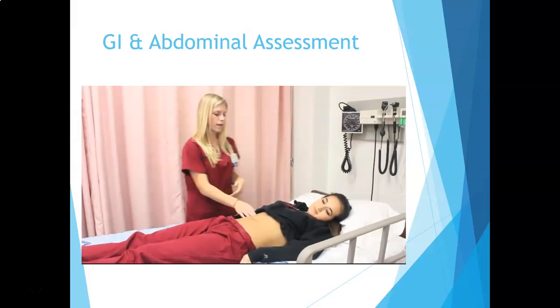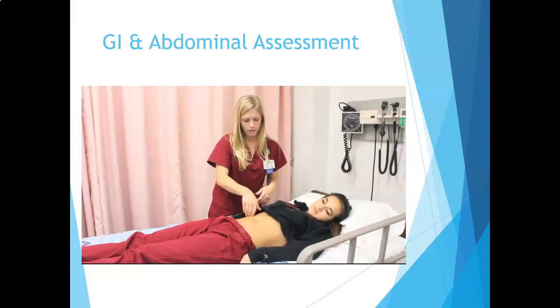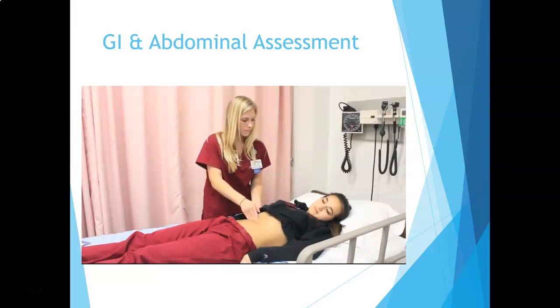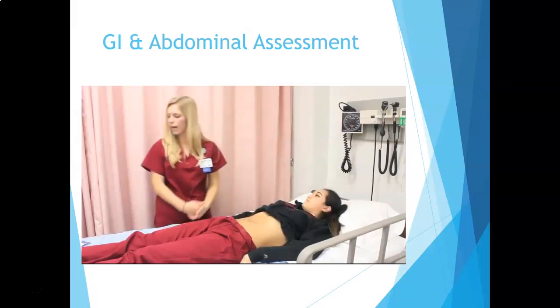So the next test is called Murphy's test, and this one shows the inflammation of the gallbladder. So I'm going to feel underneath, right by her liver, and I'm going to have her breathe in. And if there's any pain? No. No pain, so she's clear of that.